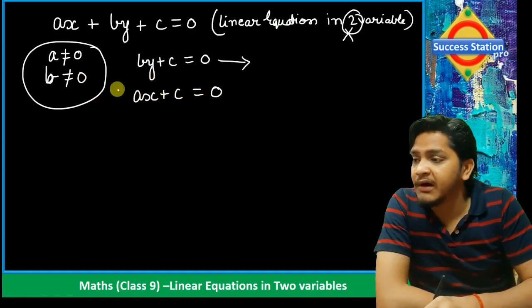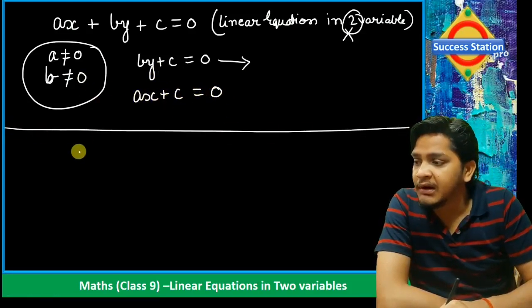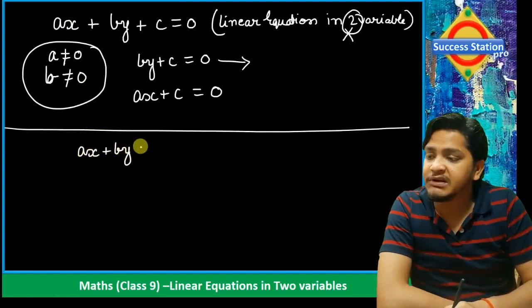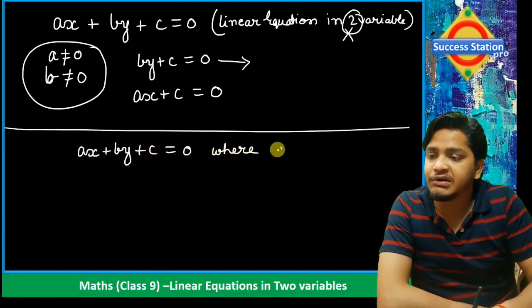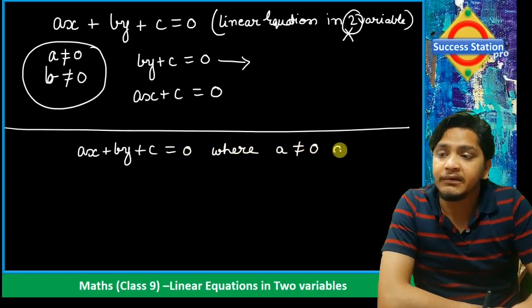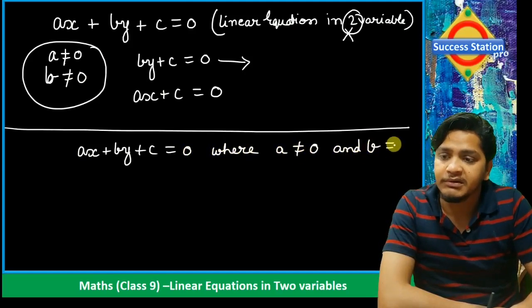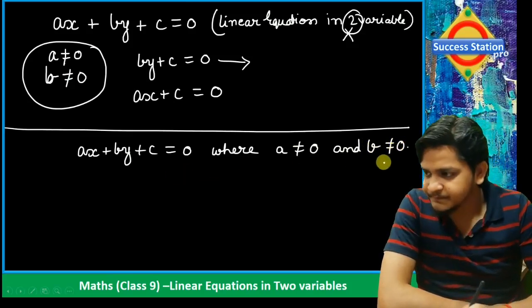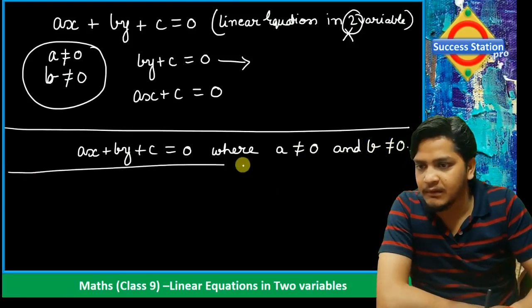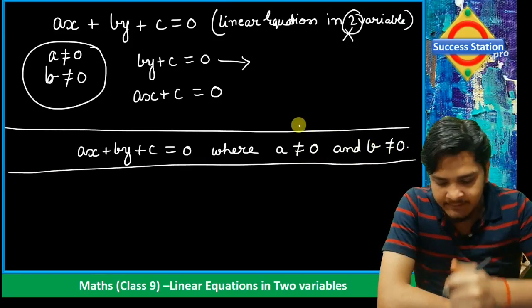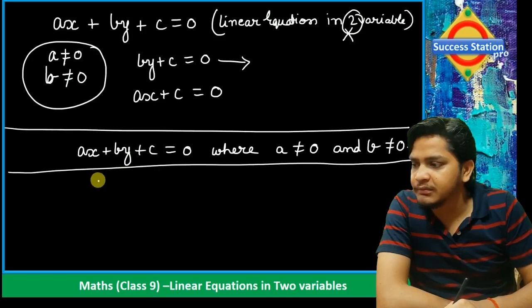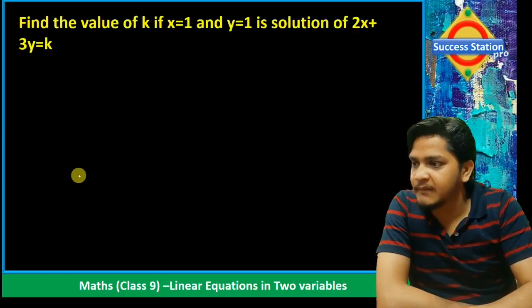So whenever you are writing the general form, you have to mention the general form of the linear equation in two variables of the form ax plus by plus c equal to 0, where a is not equal to 0 and b is not equal to 0. Remember this. So is it clear? This is very important. Okay. Right? Clear? Now let's get back to the solution.